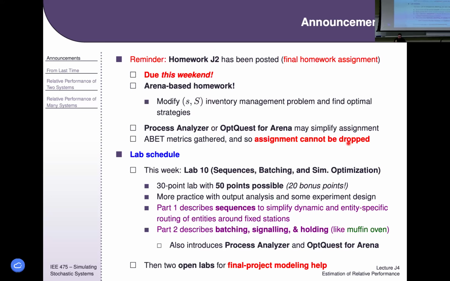That's the last homework. It cannot be dropped because we collect some metrics on it. It also won't have a solution set. It combines lecture and lab content together. It is an inventory management problem. So it's a problem that I think you've seen before that you're going to be modifying in certain ways and then doing some analysis that will relate to steady state and transient simulation, and just generally showing that you can make some relatively minor modifications to Arena logic. So that's what's going on there.